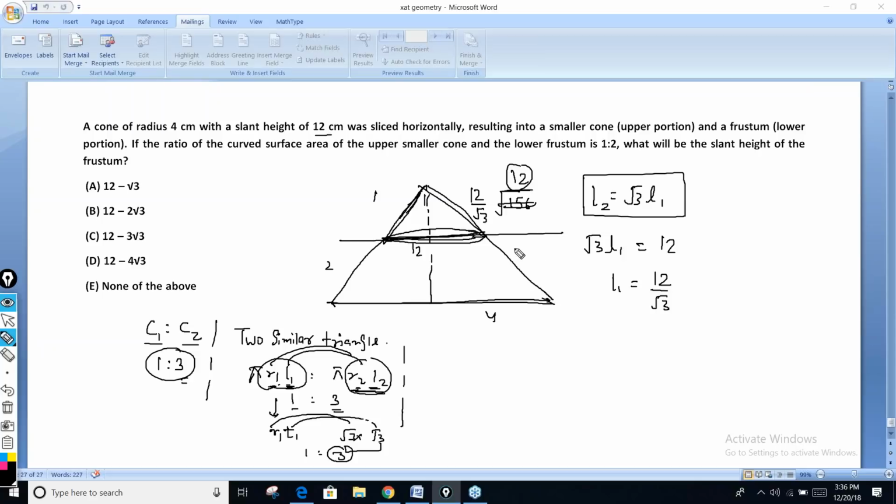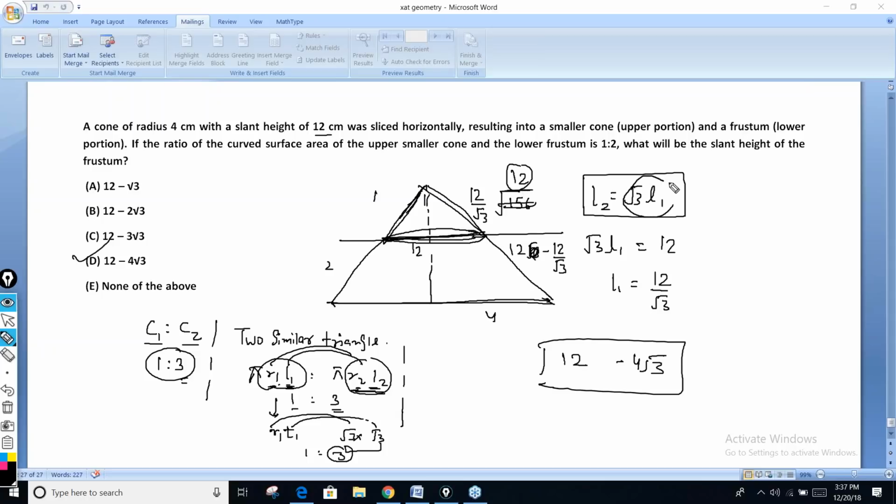So what is the slant height of the remaining part? That is 12 minus 12 upon root 3. So what is the answer? That 12 upon root 3 is 4 root 3. What I'm doing is, the complete slant height is 12 and this part is 4 root 3. So the remaining slant height will be 12 minus 4 root 3. That is the answer.